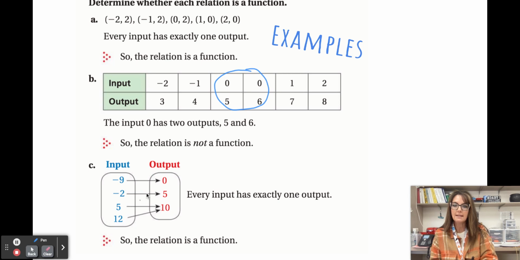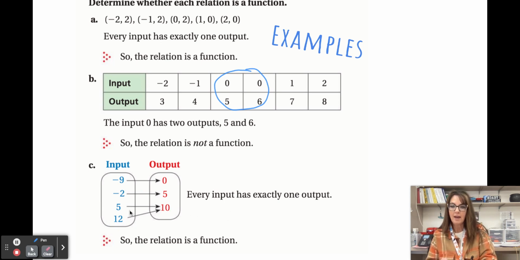All right, looking at this diagram, we have an input and output. So -9 pairs with 0, -2 with 5, 5 with 10, and 12 with 10. Every input has exactly one output. Okay, it's okay that these two inputs go to the same output. Think about a horizontal line. Each input would go to the exact same number, and you have a horizontal line that passes the vertical line test. So the relation is a function.